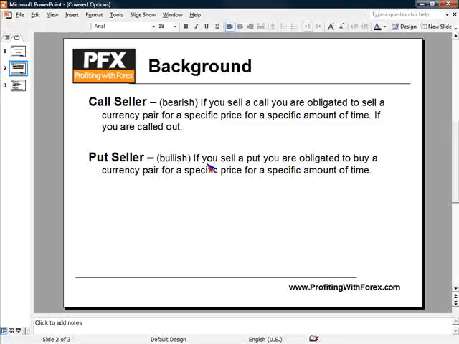Being a put seller is just the opposite. We would sell a put when we're bearish on a particular pair, and what's great about it is that, again, it pays us a premium up front.